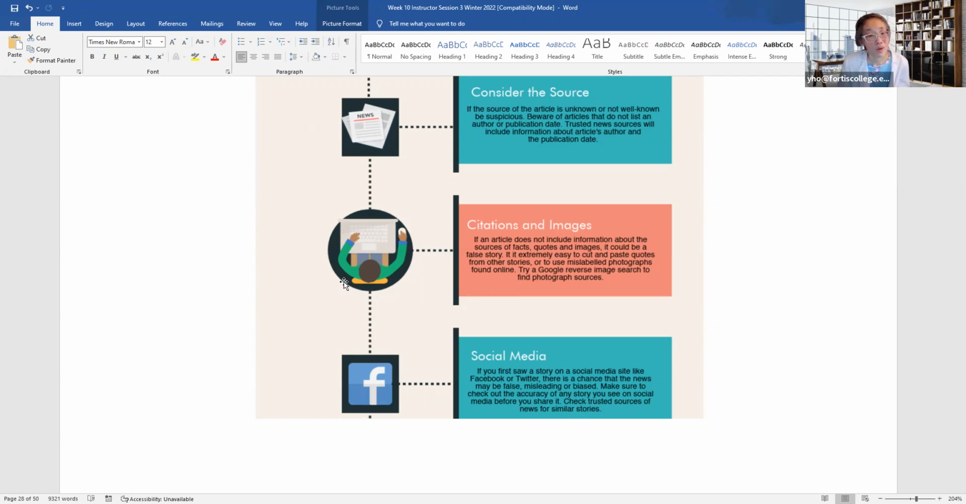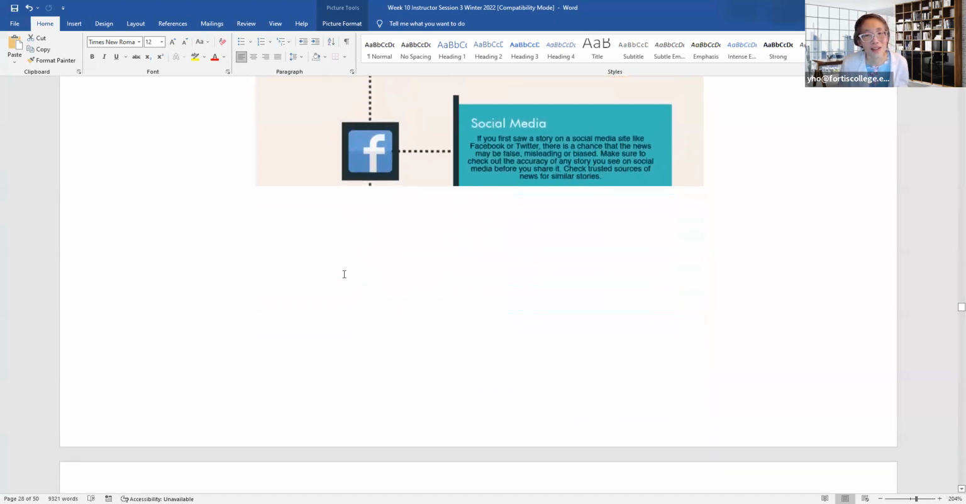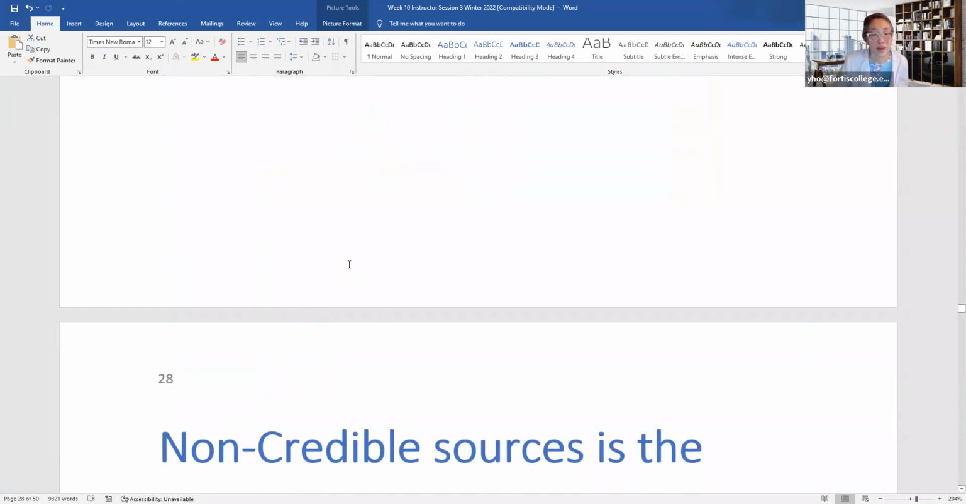Social media, we don't believe anything we see on. So that's just like the water fountain. If you first saw a story on a social media site like Facebook or Twitter, there is a chance that the news may be false, misleading, or biased. Make sure to check the accuracy of any story you see on social media before you share it. Check trusted sources of news or for similar stories.